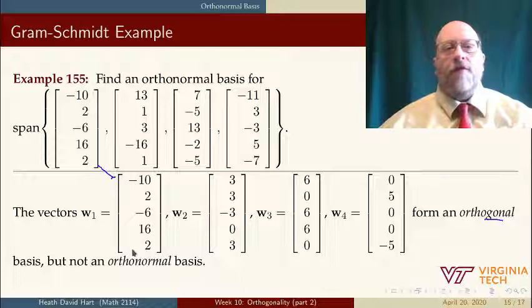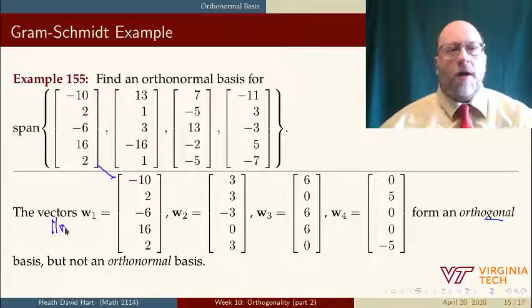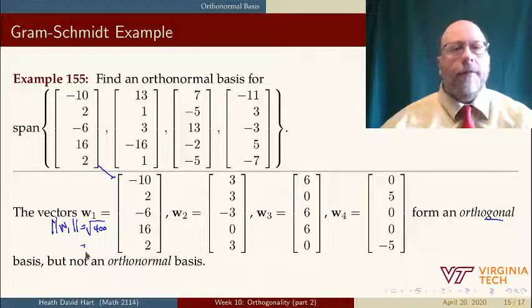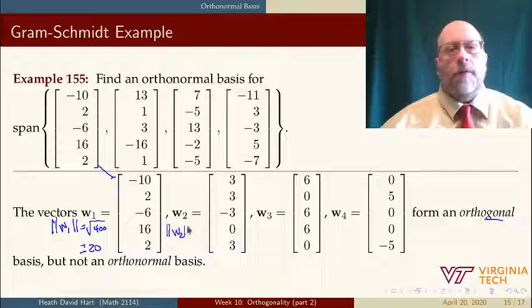So if we want to make this into an orthonormal basis, we have to calculate the magnitude of each of these vectors. The magnitude of W1 turns out to be the square root of 10 squared plus 2 squared plus 6 squared plus 16 squared plus 2 squared, which is the square root of 400, which is just 20. The magnitude of W2 is the square root of 9 plus 9 plus 9 plus 9, square root of 36. But that just equals 6.